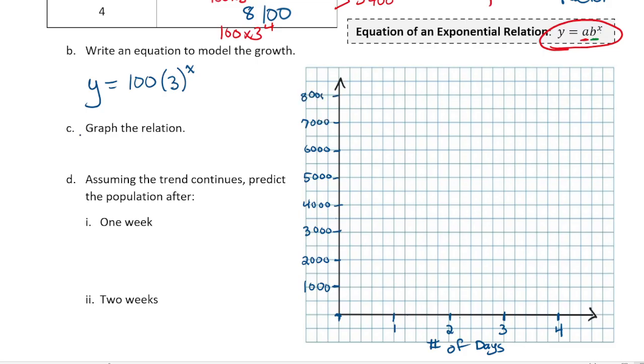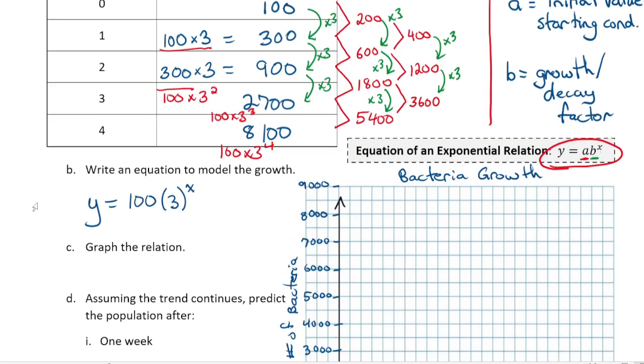Almost there. And this axis is the number of bacteria. And for full marks, if this was a question, we would have to write a title as well. So bacteria growth. Seems reasonable. And then we just graph our points like normal.